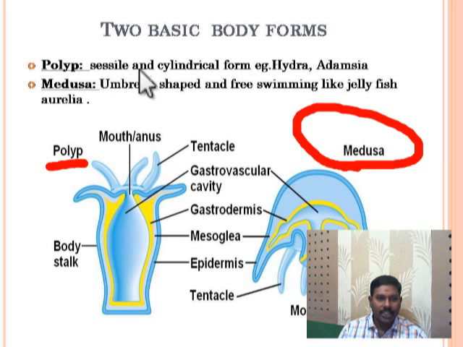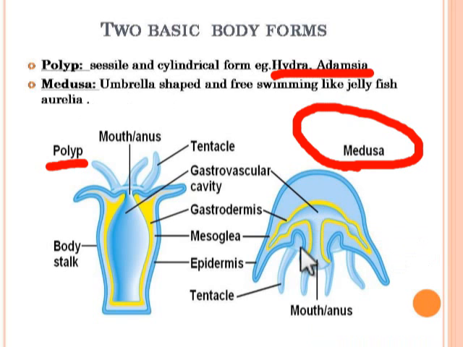This polyp structure is cylindrical in form, as here. The examples are Hydra and Adamsia. And the medusa will look like an umbrella. Here this is the medusa structure. This looks like an umbrella. That is why it is termed medusa.